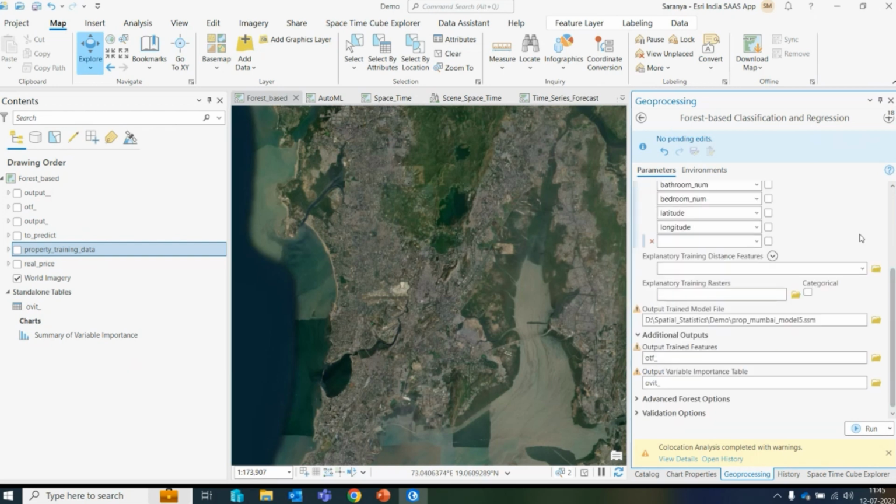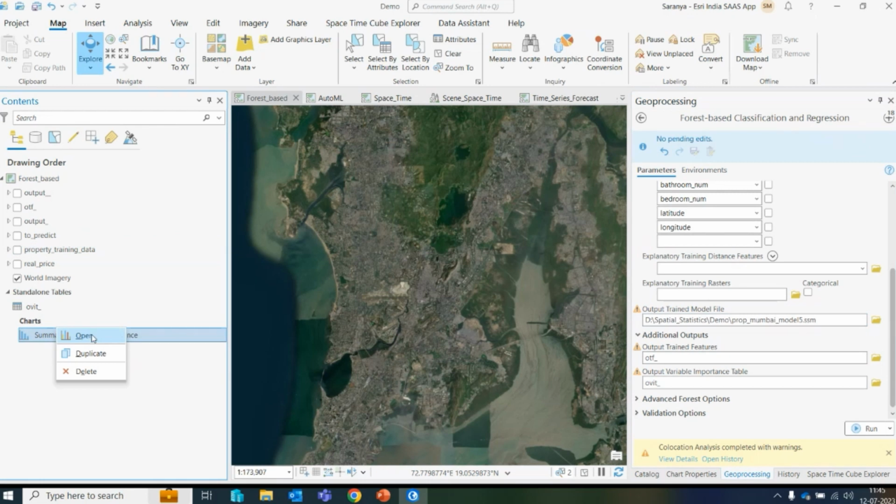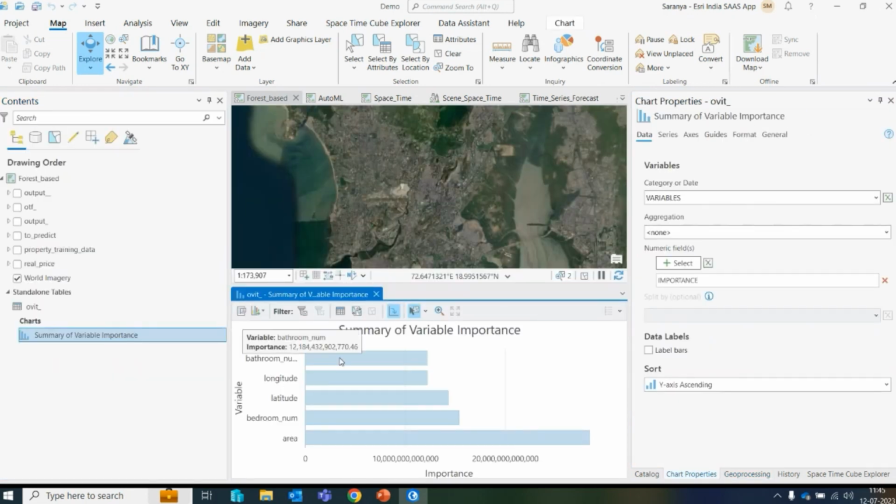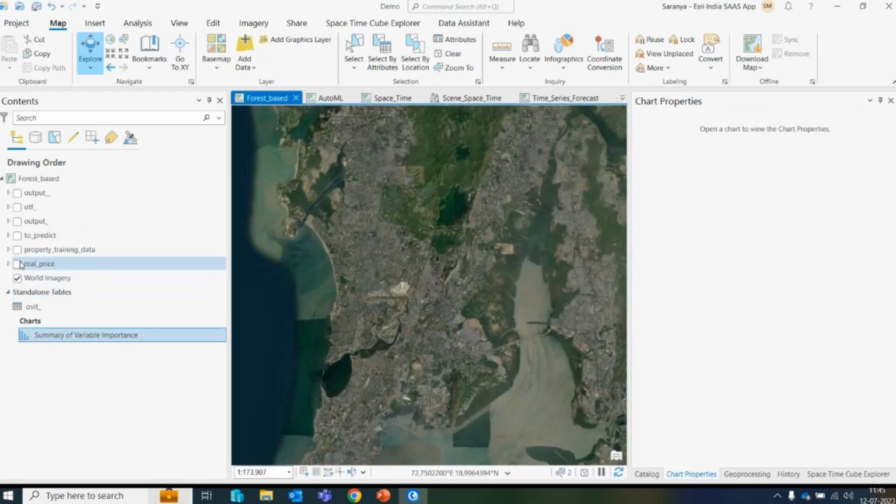What this tool does is it trains the model and gives you an output file, called the SSM or Spatial Statistics Model file, which you can use for your analysis. It also gives you a summary of variable importance, showing which has the most influence on the price. For example, area has the most influence in determining the price in the study area, followed by the number of bedrooms, and then the location information. So let us see that.